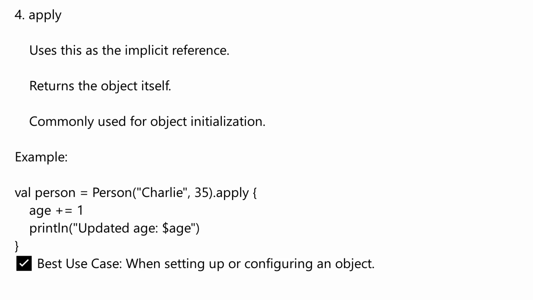Now let's look at the example. We have val person = Person("Charlie", 35).apply { age += 1 println("Updated age: $age") }. Best use case: it is best used when setting up or configuring an object.